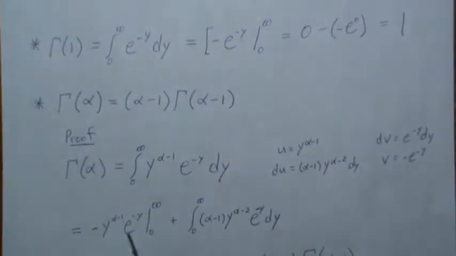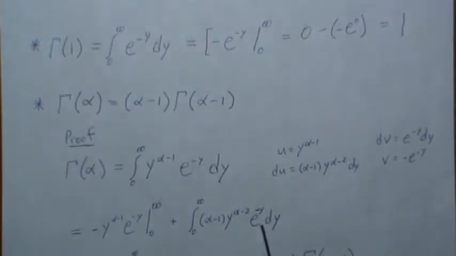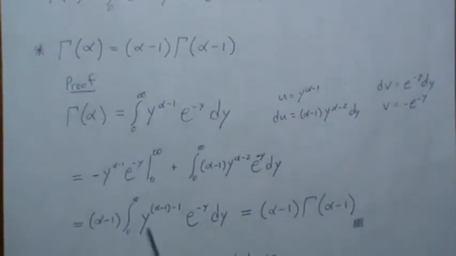When you plug this in, this goes to 0 so much faster than that goes to infinity that the whole thing goes to 0. And when you plug in 0 here, you get 0. So we're left with just this integral. Here we'll pull the constant out front, and we're going to rewrite this alpha minus 2 as alpha minus 1 minus 1, and then e to the minus y. We do that because that becomes the new parameter on the gamma function here. So it's alpha minus 1 times gamma of alpha minus 1.